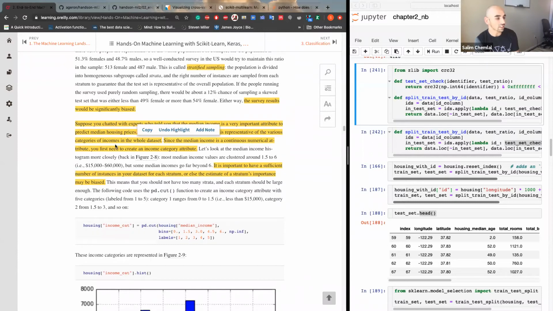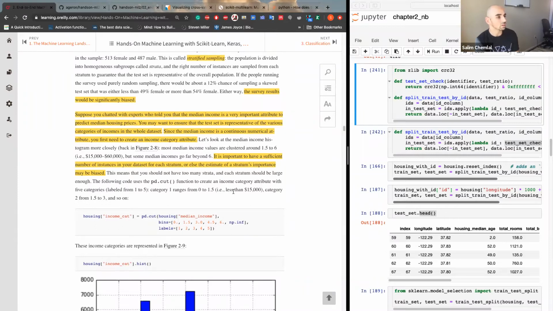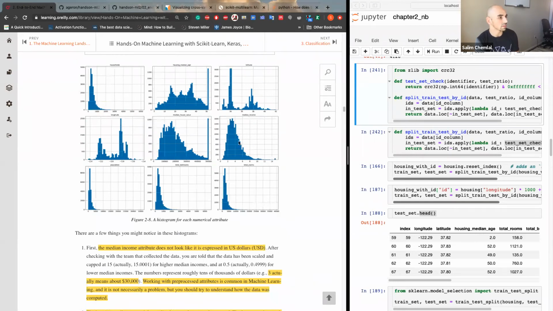Good. So, still talking more about stratification. How does he do that? He goes to the median income housing histogram that we've seen before, and most of the values are clustered between 1.5 and 6. The one that we're talking about here, it's this one. If you have your notebook, you can follow. So most of the values are between 1.5 and 6, right?